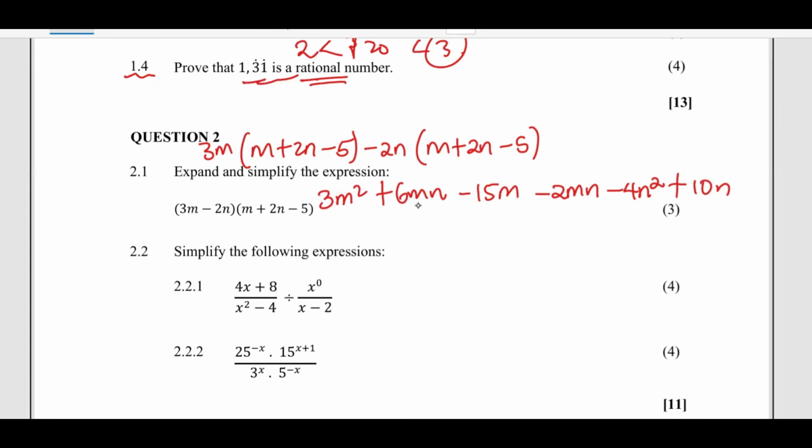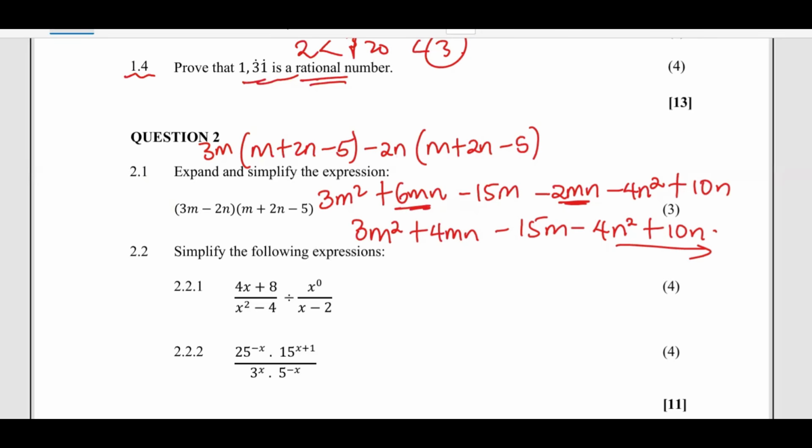Do we have any like terms? It's just this and just that, meaning that is 3m squared plus 4mn minus 15m minus 4n squared plus 10n. That becomes our final answer.